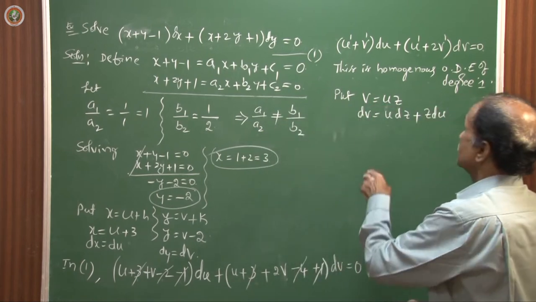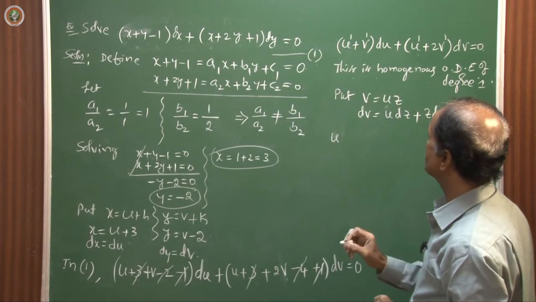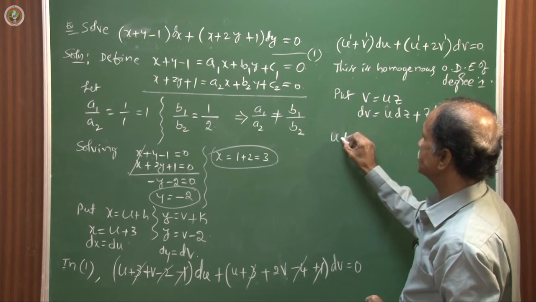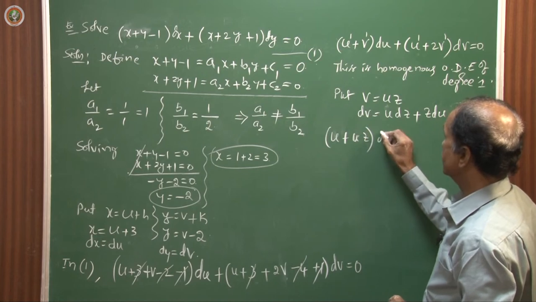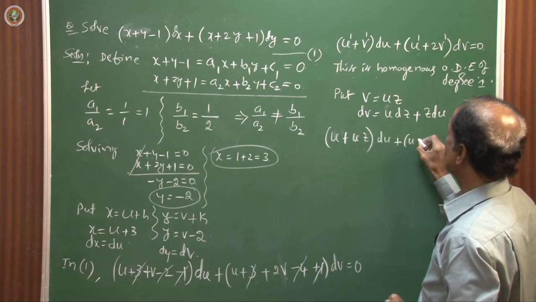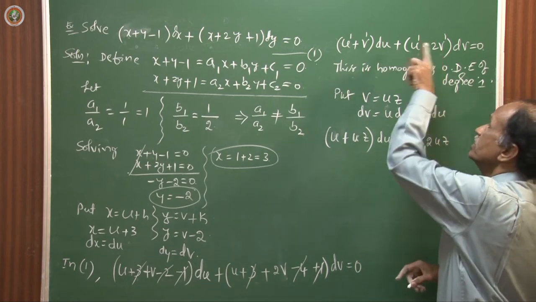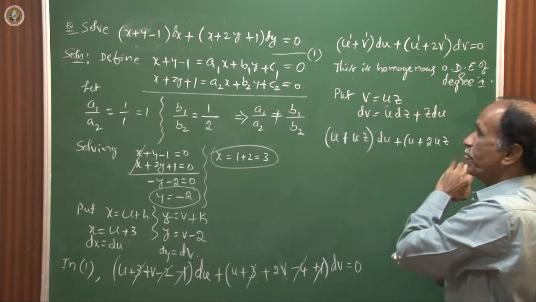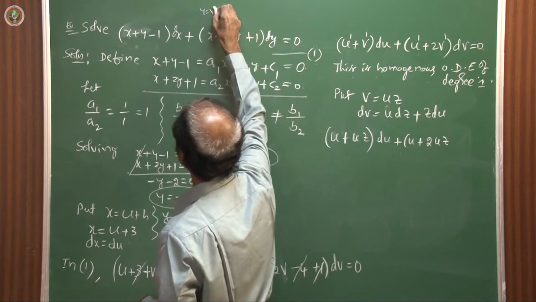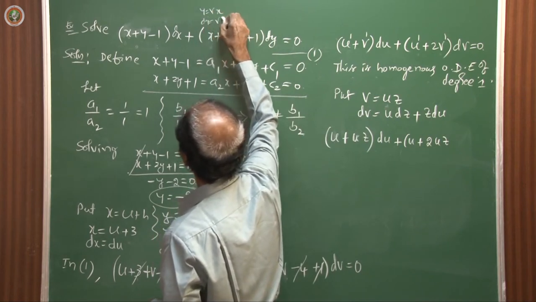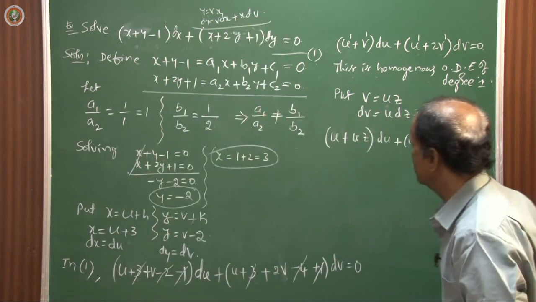Then what is the introduction of these two values? Here u remains the same, because we are retaining u, and u into z here. In place of du write it as it is, and plus u as it is, and this is u into z, because you are taking v is equal to u into z. Exactly similar to the homogeneous form, y is equal to vx and dy is equal to v into dx plus x into dv. Exactly this type we are going to follow.